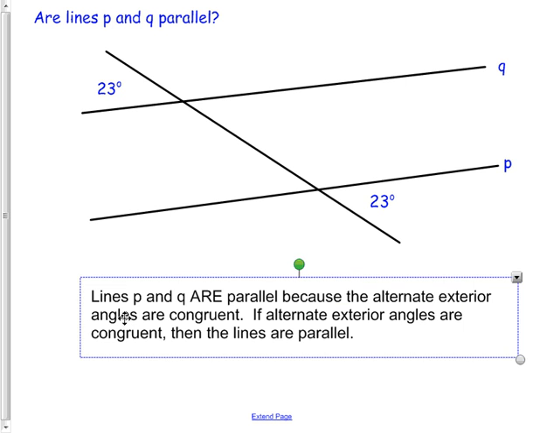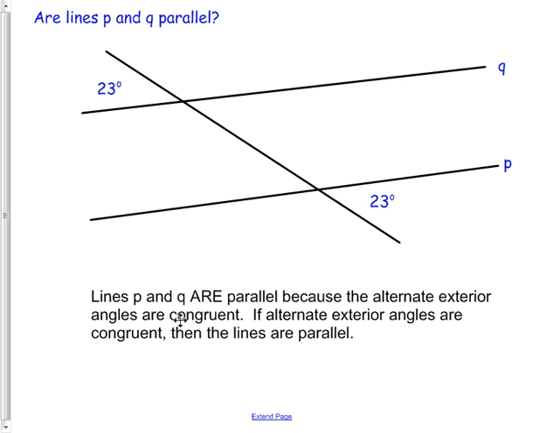So I kind of wrote that out here. Lines P and Q are parallel because the alternate exterior angles are congruent. The second sentence is kind of redundant, but it says if alternate exterior angles are congruent, then the lines have to be parallel. So it works both ways. If you know the alternate exterior angles are the same, then the lines have to be parallel. And if the lines are parallel, the alternate exterior angles have to be the same, or congruent. Okay, so this is kind of the essence of today's video. Let's look at two more examples, and they of course get progressively more difficult.